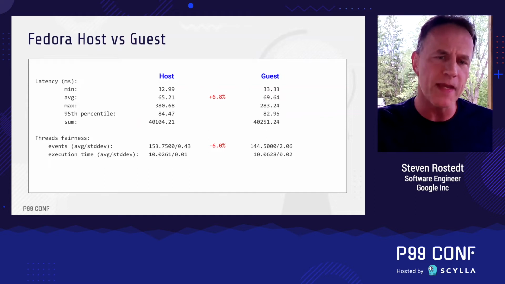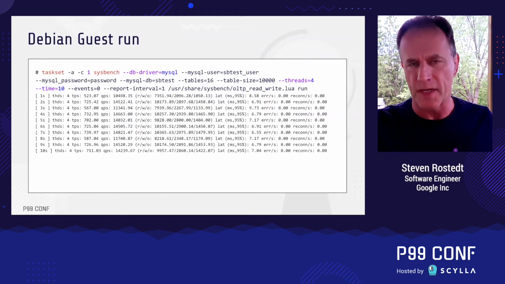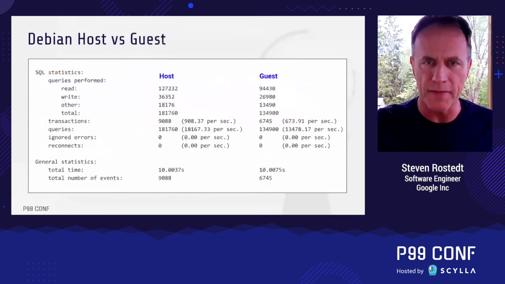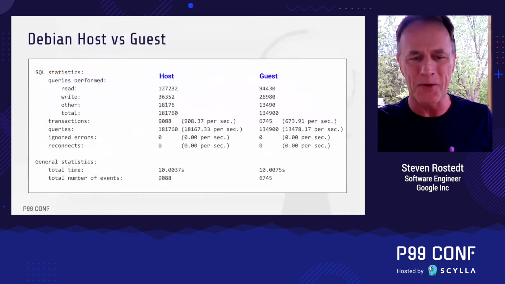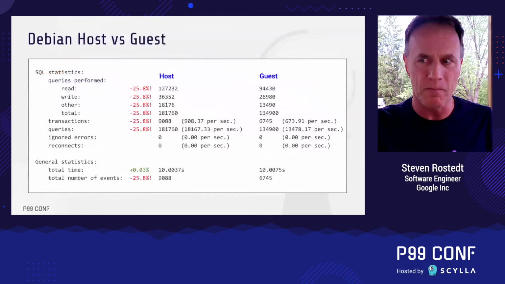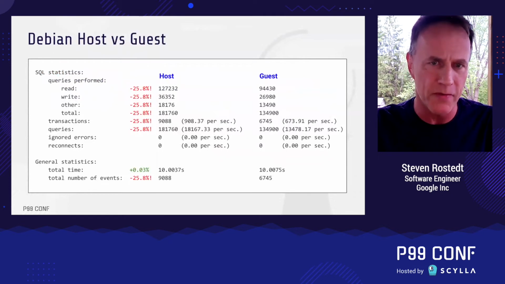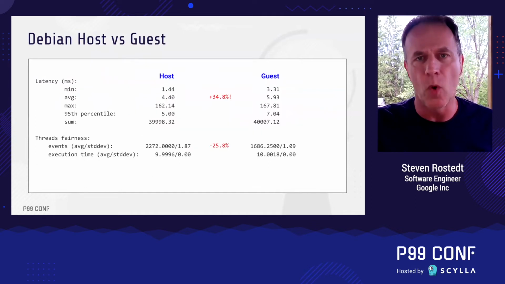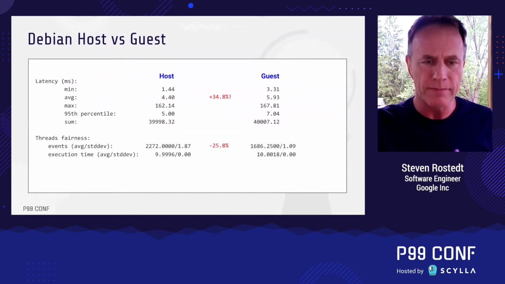So I did the exact same thing on the Debian side. Of course, I searched for mariadbd. I left that part out, and ran it on the guest and ran it on the host, and then I looked at the comparison. But this time, I noticed it was a 25% slowdown, which was much larger than I expected it to be. So there's obviously something different about what's going on with the Debian use case than with the Fedora use case. And it had 34% more latency involved as well.